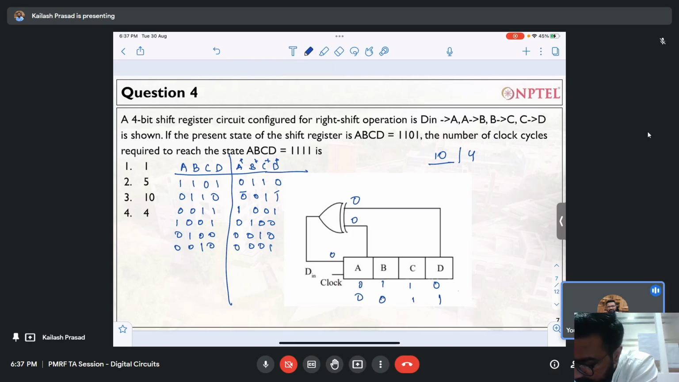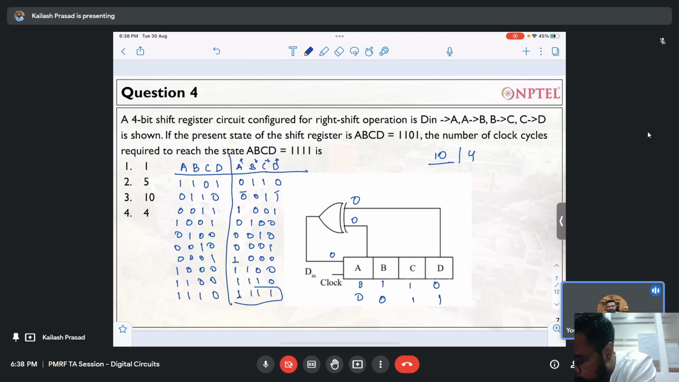After that, it will be 0 0 0 1, so here it will be 0 0 0, and 0 XOR 1 is 1. After that it will be 1 0 0 0, so it will be 1 0 0, and 0 XOR 1 is 1. Similarly, it will be 1 1 0 0, so the state will be 1 1 0, and 0 XOR 1 is 1. And after that it will be 1 1 1 0. It will be 1 1 1, and 0 XOR 1 is 1. So this is the state which I got.